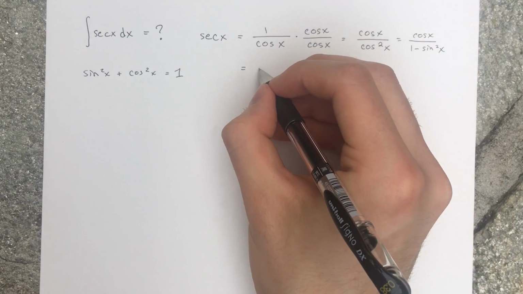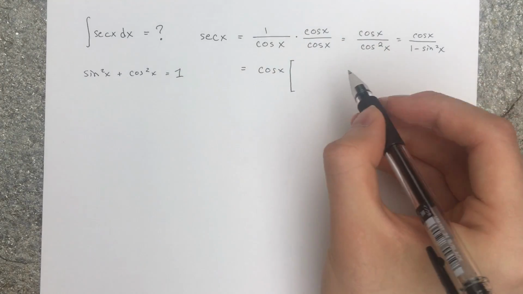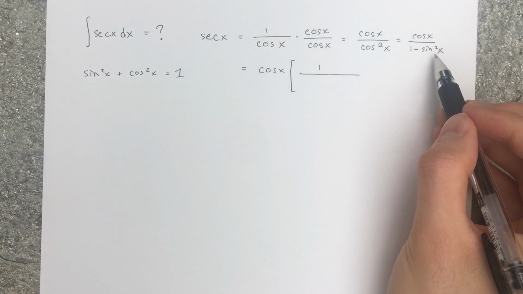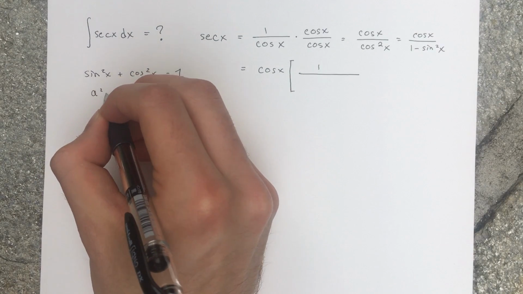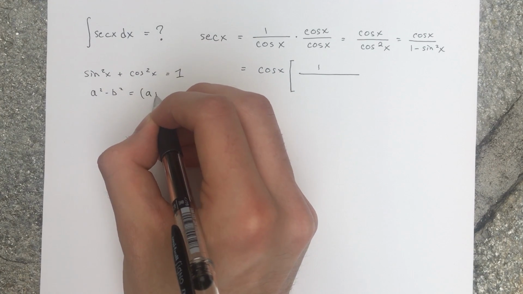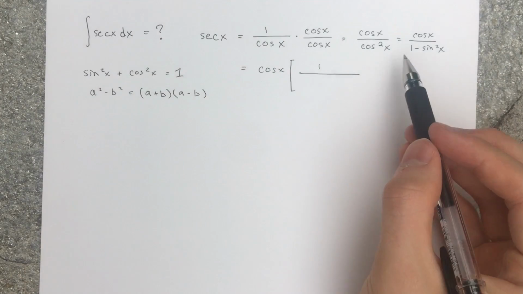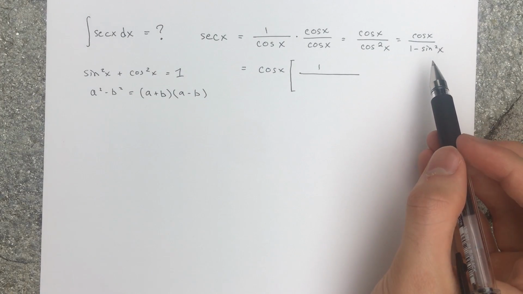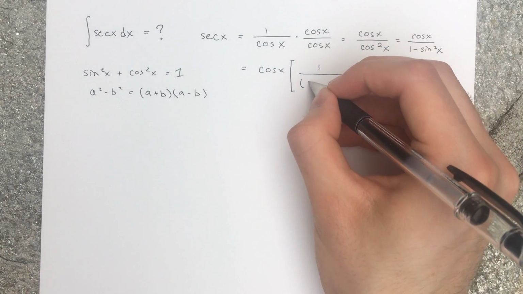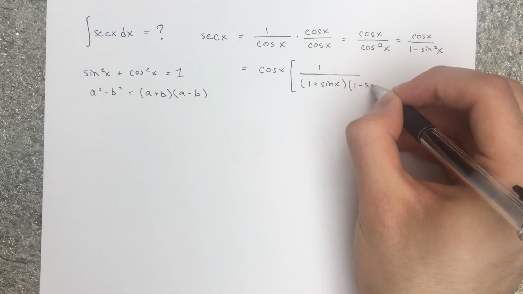And I'm going to distribute the cosine x first. Cosine x times 1 divided by, well, a squared minus b squared. Here we have a squared minus b squared. This is the same thing as a plus b times a minus b. So here a squared is just 1, b squared is just sine squared x. So we have 1 minus sine squared x is the same as 1 plus sine of x times 1 minus sine of x.